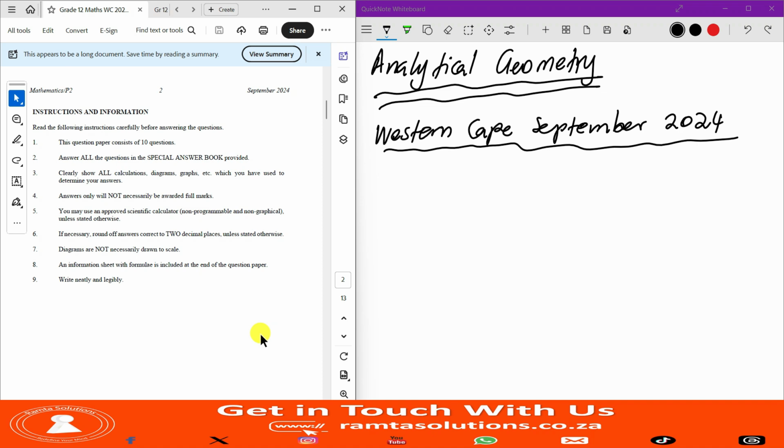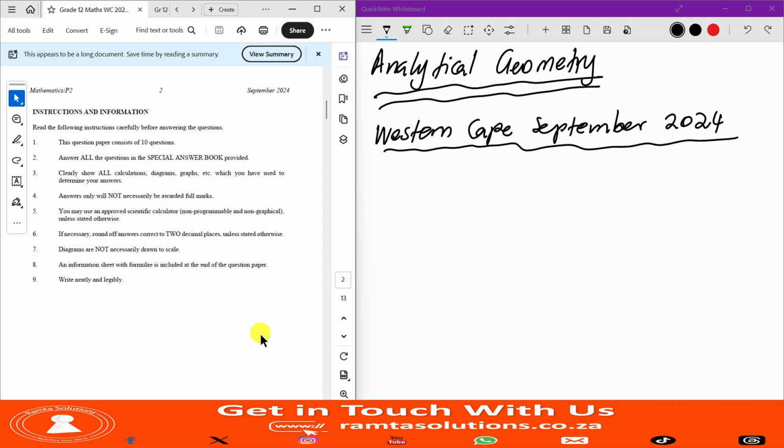And then instruction number 6: if necessary, round off answers correct to 2 decimal places unless stated otherwise. So a tip here is that in the middle of your calculation, you can round off correct to 4 or 5 decimal places, and only your final numerical answer should be to 2 decimal places.